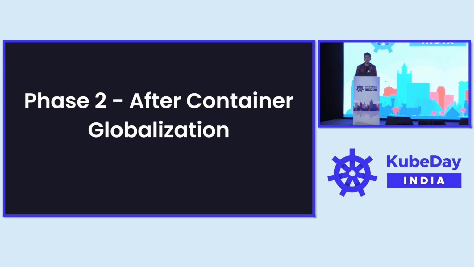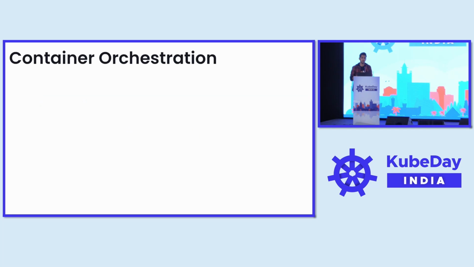So then we come on to the phase 2 part, right? After container globalization. Can anyone guess what is the phase 2 here? What happened after container globalization? Anyone? Exactly. Nice. So we come on to container orchestration, which was the next big thing, right? And I mean, we are talking about container orchestration, so how can we not talk about Kubernetes?